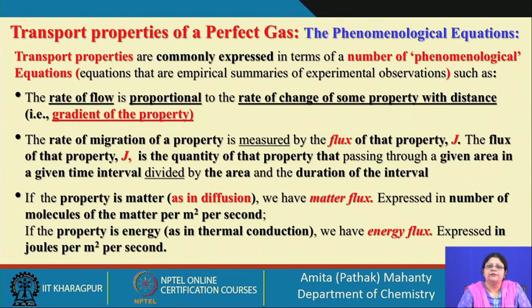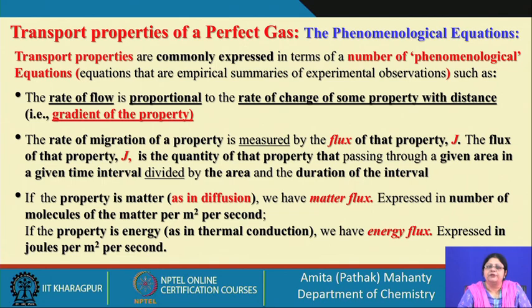These processes, the transport properties, are commonly expressed in a number of phenomenological equations. Why do we call this phenomenological? Phenomenological means we have experimental observations, and these experimental or empirical observations are summarized to give rise to these equations. So these equations are empirical summaries of experimental observation. All these occur in our everyday life. Based on what we have observed, we may carry out experiments, and from that we summarize. The formulations which give rise to equations based on our understanding are known as phenomenological equations.